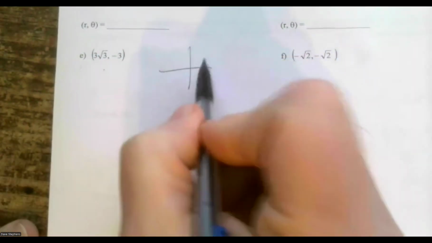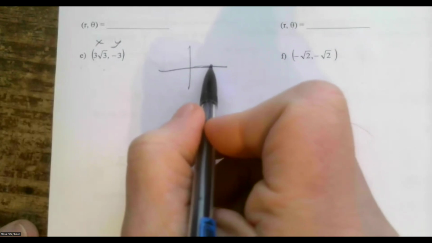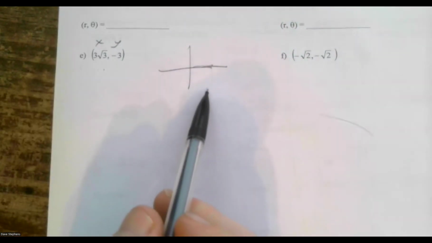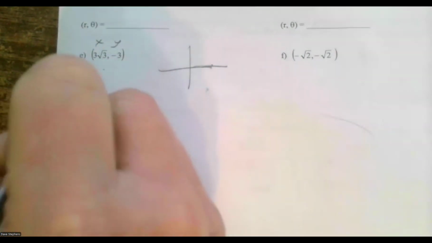So this one's a lot more interesting. 3 root 3 comma -3. So if I were to think about that in terms of an XY ordered pair, here's my X and here's my Y. I go some 3 root 3 distance in X and then a -3 distance in Y. So that puts me in the fourth quadrant, right? All right, so let's do the work to go figure this thing out.